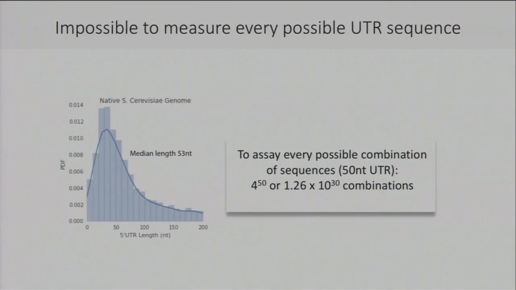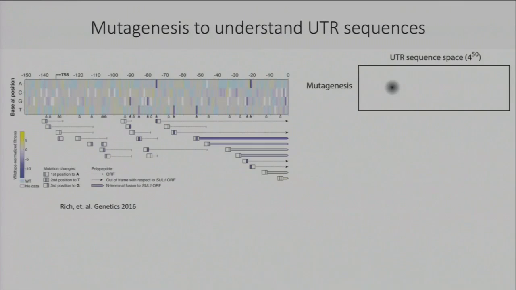So UTRs generally are about 50 nucleotides in length in yeast. Some are much longer, but if you go with 50 as a round number, and you imagine every possible sequence, that combination is a massive number. People have obviously looked at UTRs in yeast in other capacities. Our own lab, Matt Rich, did a mutagenesis. This is the SOL1 promoter and selection on sulfur limiting conditions.